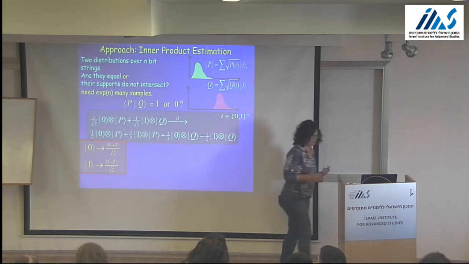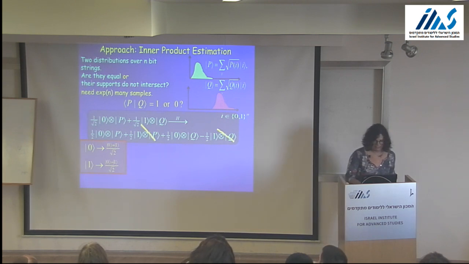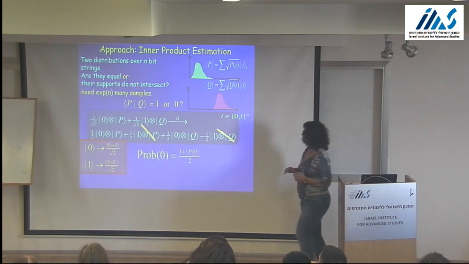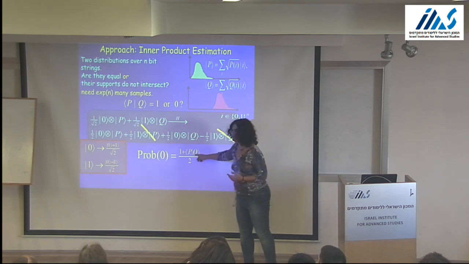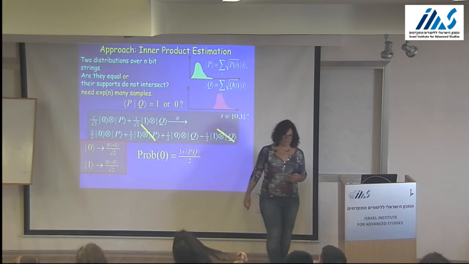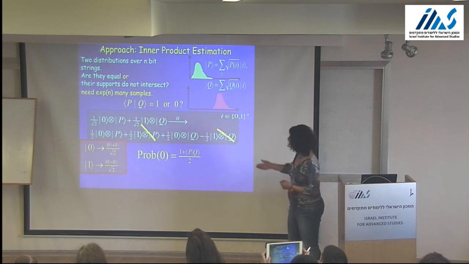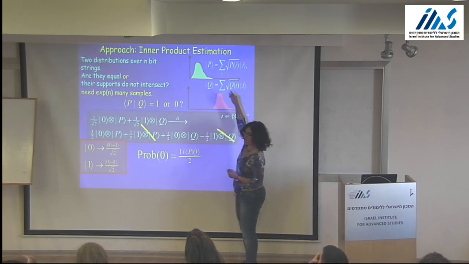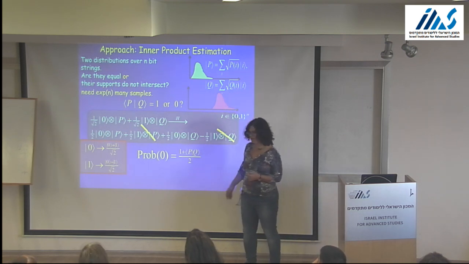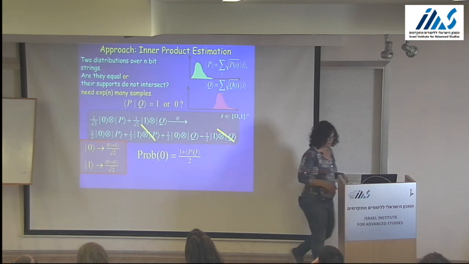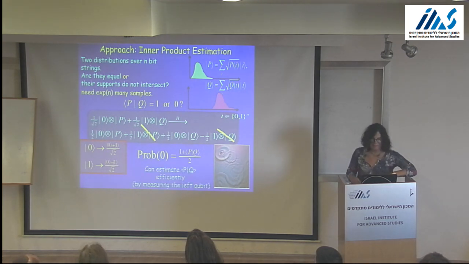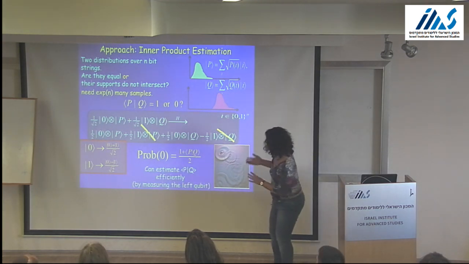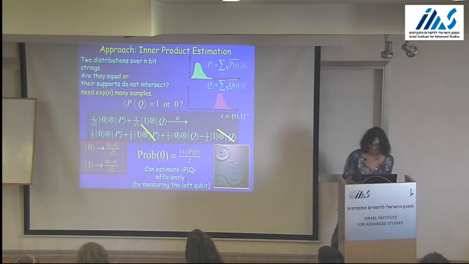Okay, and in general, that's a very simple exercise, the probability of 0 of the left qubit, the control qubit, depends on the inner product. So if we're talking about general states, that's the real part of the inner product. Okay, good. So that's due to interference. So we can estimate the inner product efficiently by measuring the left qubit.